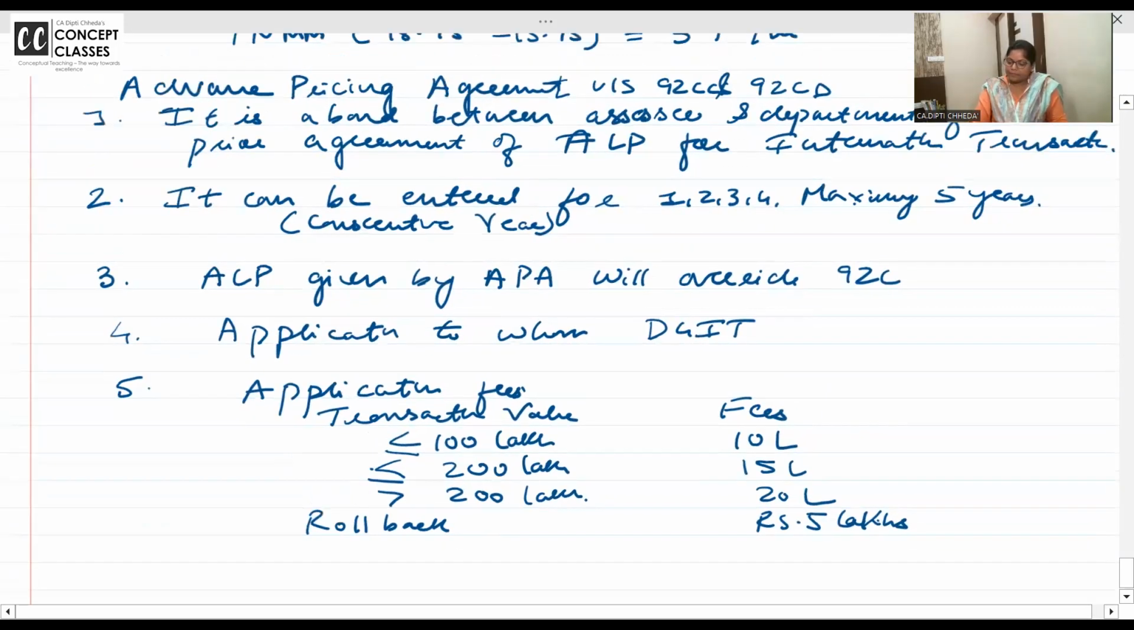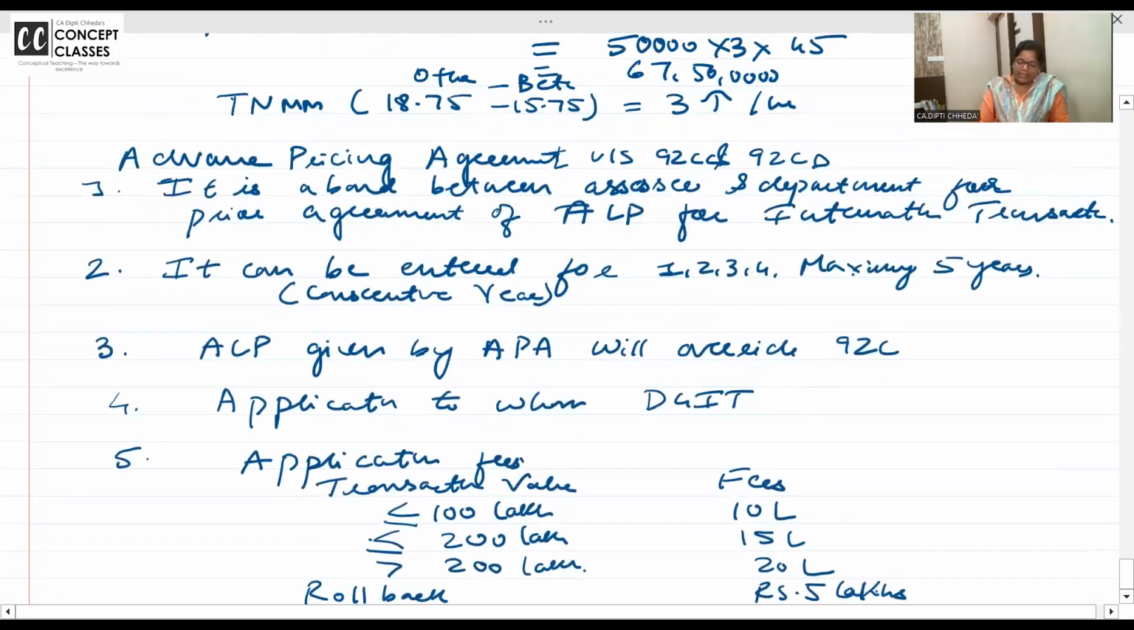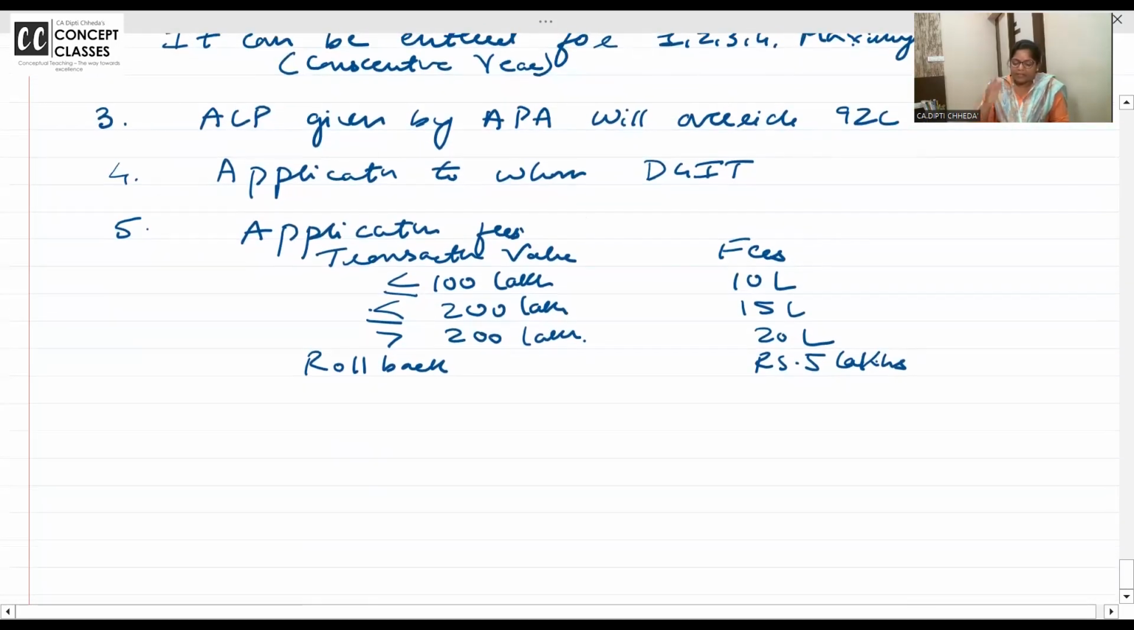Okay. Until now, all the points are clear. It is a bond. It can be entered for maximum 5 years. ALP given by APA is overriding. Application you have to make and then form. Acha, can you withdraw the application anytime? Yes.